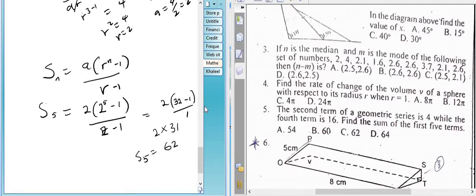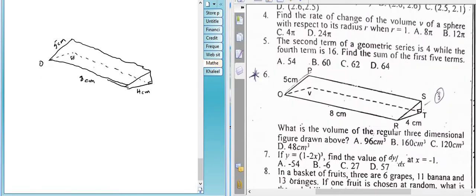So the correct answer is given as 62, which is option C. That is the correct answer. So moving to the next question, that's question 6.